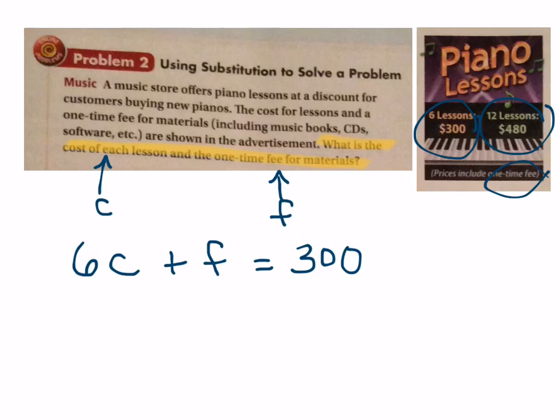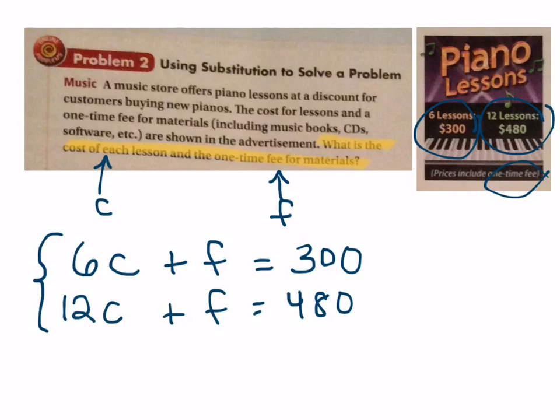Okay, the second situation, 12 lessons for $480. All right, so this time 12 lessons at whatever the cost is per lesson plus a fee equals 480. Okay, so there's the system, and you may have noticed the last couple had a curly brace there, and that curly brace just pairs those two equations together.